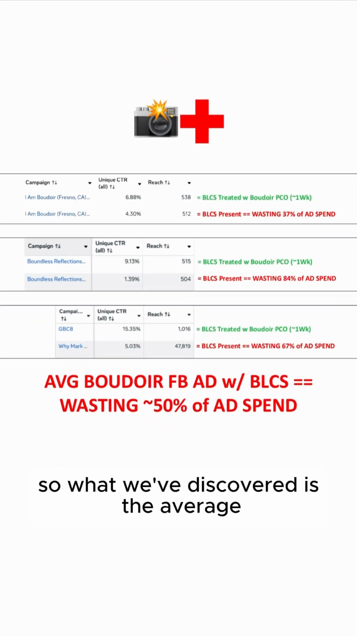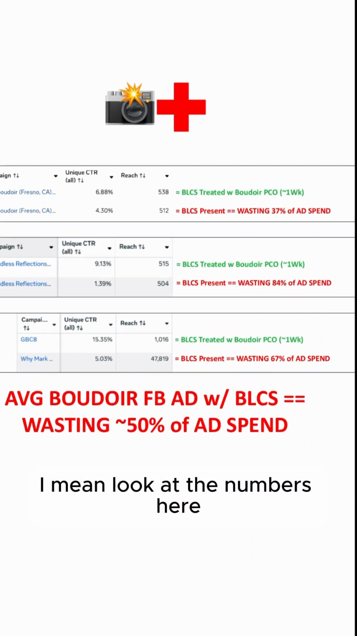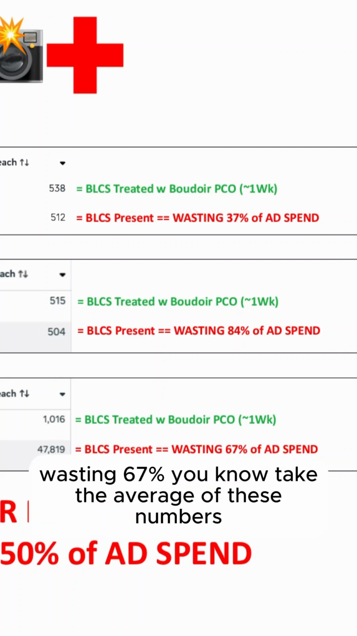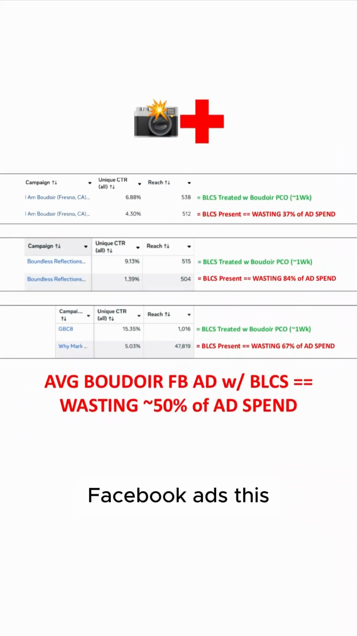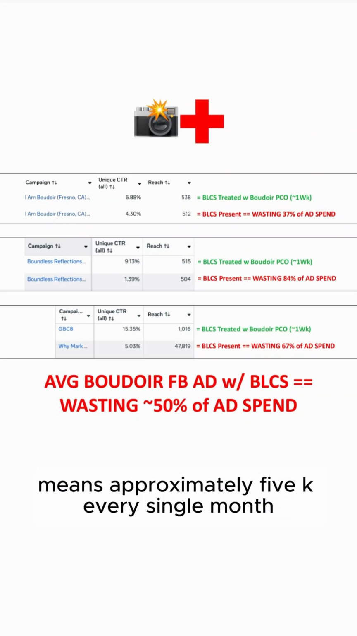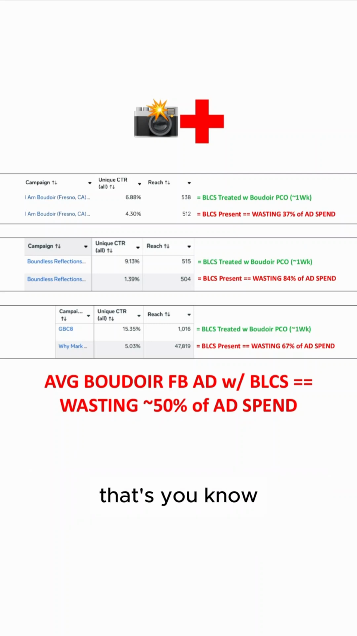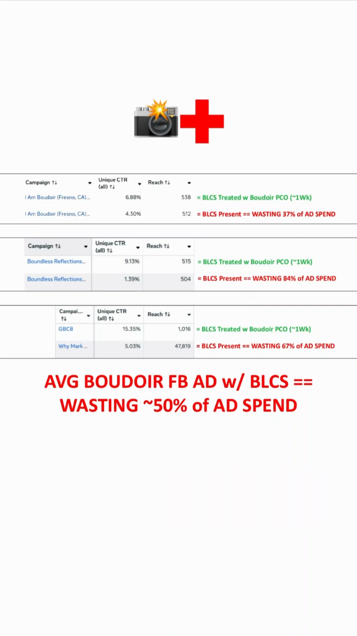So what we've discovered is the average Boudoir Facebook ad with BLCS is wasting about 50% of its ad spend. I mean, look at the numbers here. They're wasting 37%, wasting 84%, wasting 67%. Take the average of these numbers, probably somewhere between 50 to 60%. So if they're spending 10 grand a month on Boudoir Facebook ads, this means approximately 5K every single month's being wasted. That's 60K over the next year. That's approximately the amount we can eliminate being wasted, put back in y'all's pockets, so y'all don't even have to spend it. Y'all can keep it.